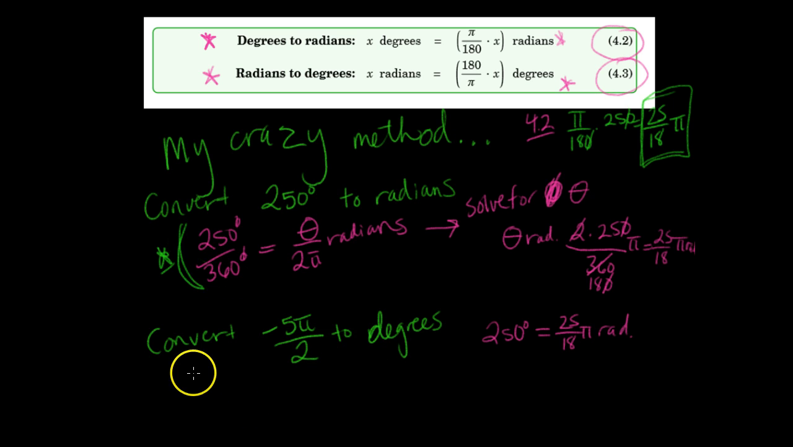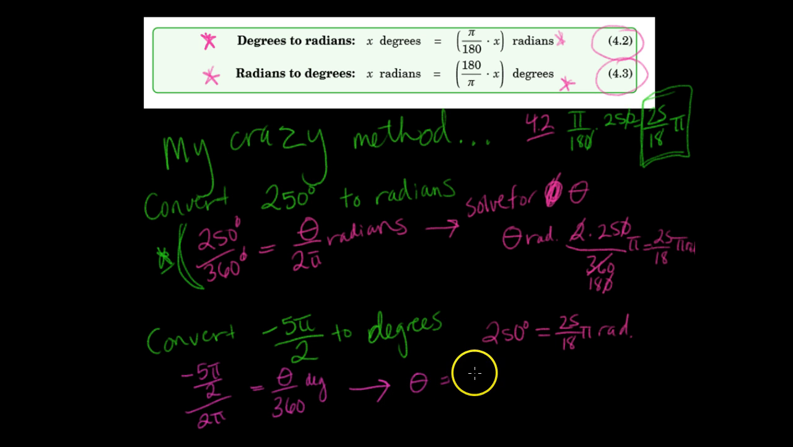So then if we did this one, now you're going to scoff because this might get a little ugly. I'd say negative 5 over 2 is to 2 pi, because now we're dealing with radians, as whatever theta is to 360 degrees. Okay, so I know that my answer is going to be in degree mode, so you could just put a degree on that side. You solve for theta. So theta is equal to 360 times the top, which is negative 5 pi over 2, and that's all over 2 pi.